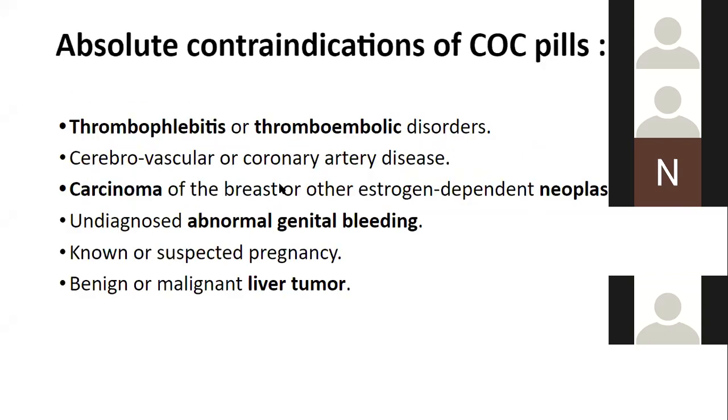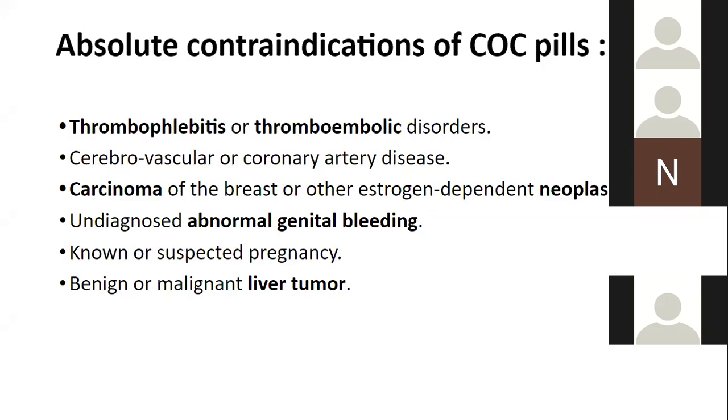So, like I had mentioned earlier, migraine with aura is one of the risk factors for increased thrombotic events, and you want to discourage the use of combined oral contraceptive pills in such women. So you want to give her other alternatives. Absolute contraindications to the use of the combined oral contraceptive pills are thrombophlebitis or thromboembolic disorders. So somebody, like I said, who's had a history of DVT or pulmonary embolism in the past, you do not want to give these.